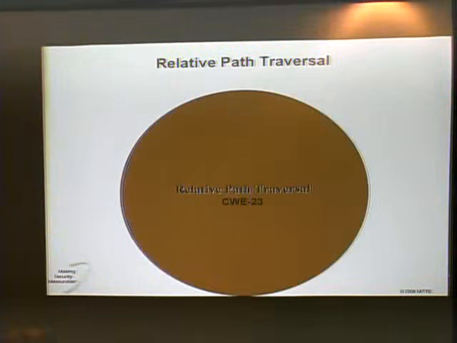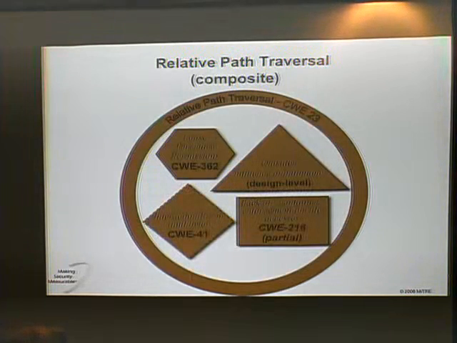Another example is in composites. So relative path traversal, it's a very well-regarded concept, but it turns out it's actually built on a couple underlying weaknesses, and if one of those isn't there, then that overall concept, that composite, won't be there.